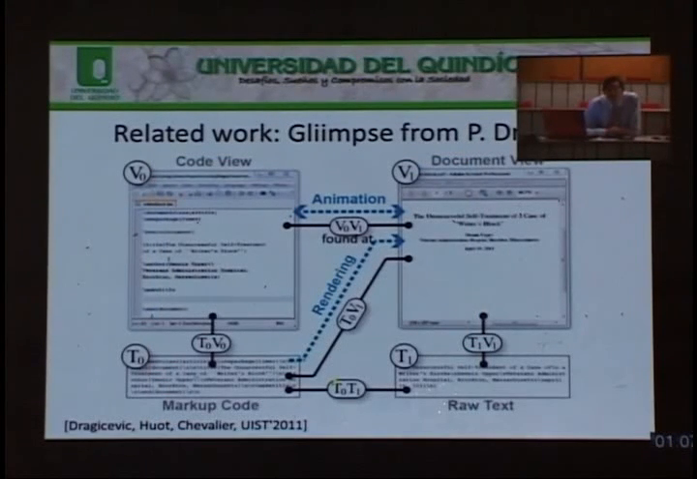Another very interesting related work is called Glimpse, from Pierre Dragicevic in France. You have a window with the code view, and it works for HTML, XML, or even LaTeX. On the right, you can see the rendering of that through an animated transition between them. This is a very interesting piece of work. Let me show you how it works.